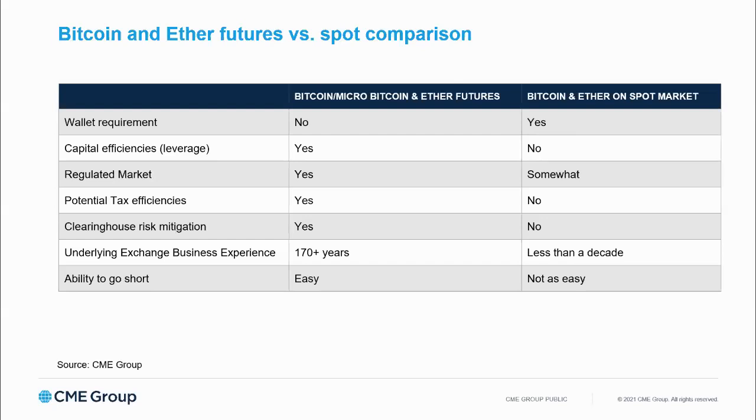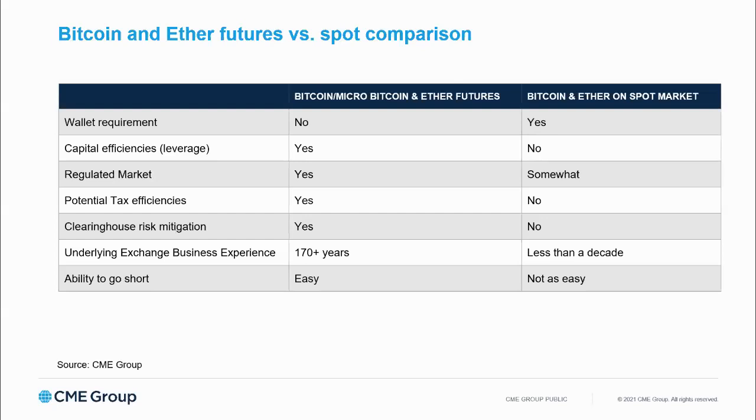There are some potential tax advantages that futures offers versus the cash. I'm not going to get too far into that, but futures adhere to the 1256 tax code, which allows futures profits to be taxed at a blended rate, which could be advantageous when you're looking at short-term capital gains taxes.